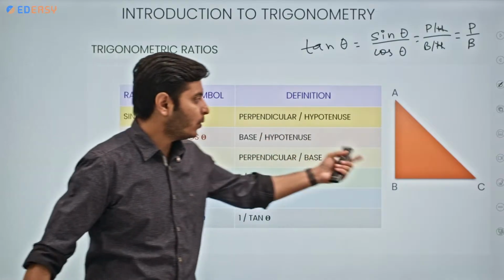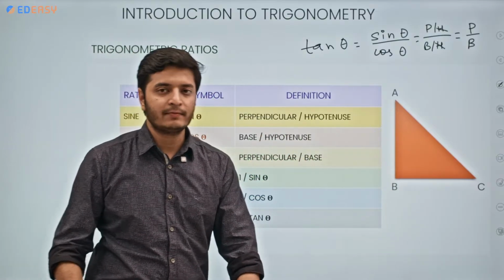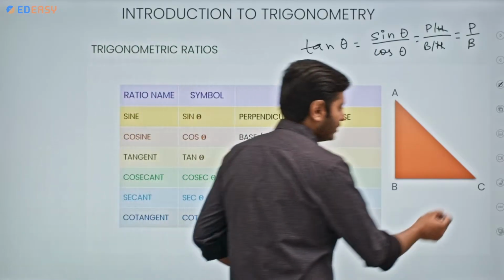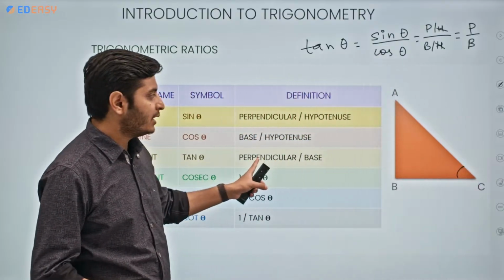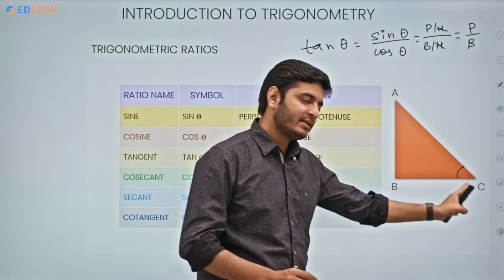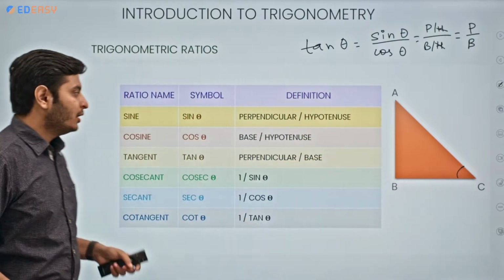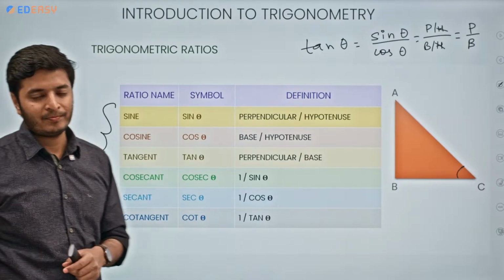So that's why the value of tan theta or tangent theta is perpendicular by base. Depending on what angle you are referring to, the ratio of perpendicular by base will always give you tan theta. Suppose we are referring to angle C, then the perpendicular to angle C is AB and base is BC. So tan theta would be AB by BC.